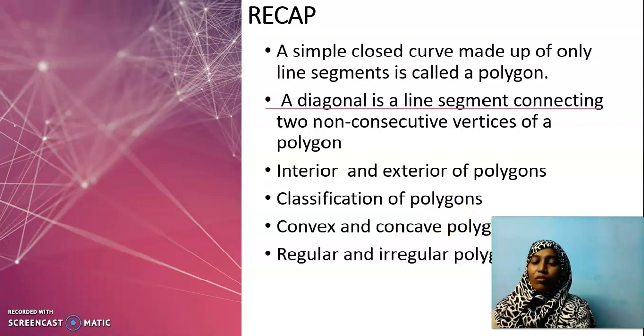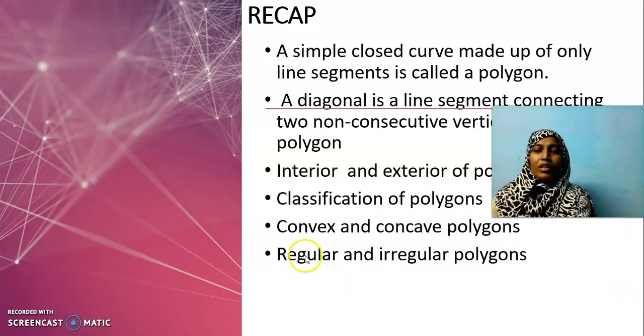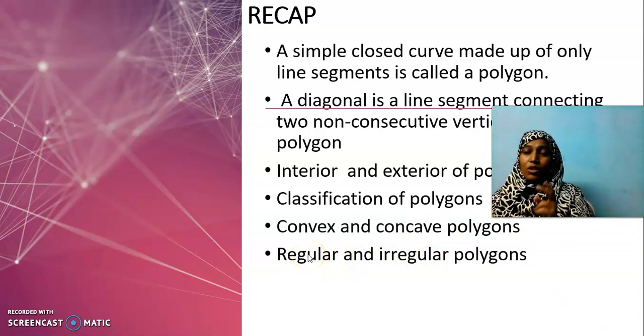Then what are the two different types of polygons? Regular and irregular polygons. A regular polygon is defined using two words. What are those? Equiangular and equilateral. All the angles should be equal and all sides should be equal. If angles are equal and sides are not equal, even then it is not a regular polygon. It comes under the category of irregular polygon.